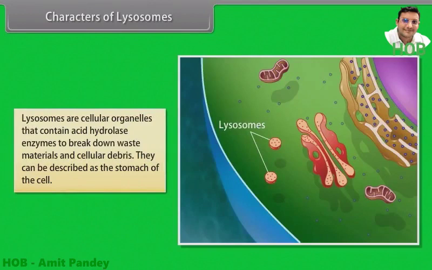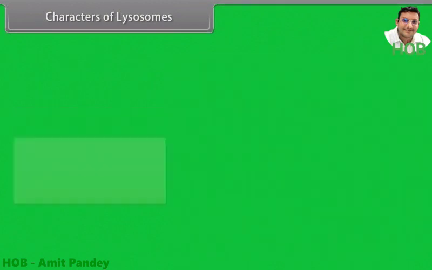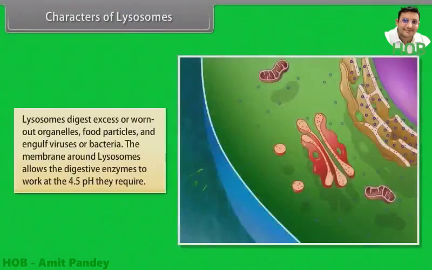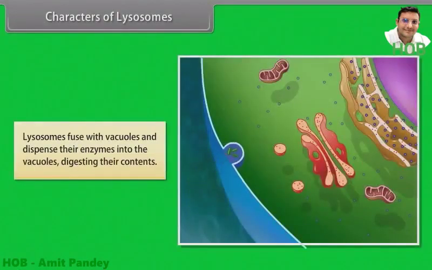Lysosomes are cellular organelles that contain acid hydrolase enzymes to break down waste materials and cellular debris. They can be described as the stomach of the cell. They are found in animal cells, while in yeast and plants, the same roles are performed by lytic vacuoles. Lysosomes digest excess or worn-out organelles, food particles, and engulf viruses and bacteria. The membrane around lysosomes allows the digestive enzymes to work at the 4.5 pH they require. They are created by the addition of hydrolytic enzymes to early endosomes from the Golgi apparatus. Lysosomes fuse with vacuoles and dispense their enzymes into the vacuoles, digesting their contents.